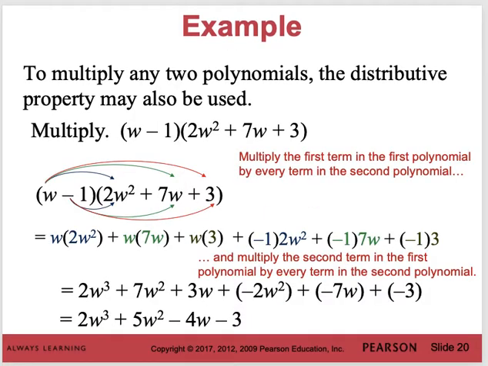To multiply any two polynomials, you can also use the distributive property method. This is one that I prefer, to take each term and multiply it inside the other parenthesis to get 3 answers, and then take the next term, multiply it by every term inside the parentheses, get another set of 3 answers, and then you can add and combine your terms that are alike together to simplify and get one final answer.